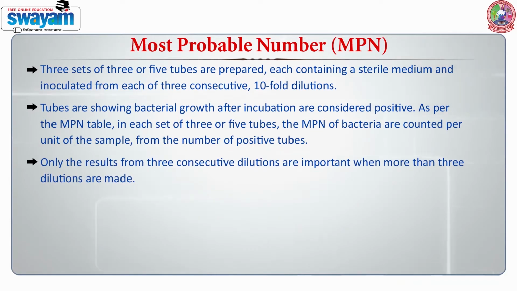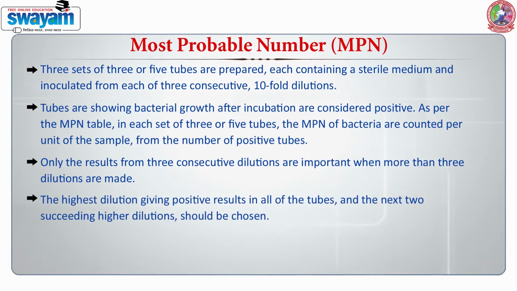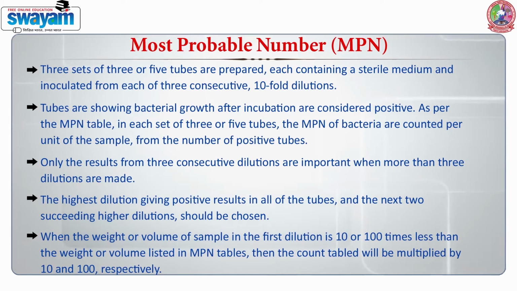Only the results from 3 consecutive dilutions are important when more than 3 dilutions are made. The highest dilution giving positive results in all of the tubes and the next 2 succeeding higher dilutions should be chosen. When the weight or volume of sample in the first dilution is 10 or 100 times less than the weight or volume listed in the MPN table, then the count tabled will be multiplied by 10 and 100 respectively.